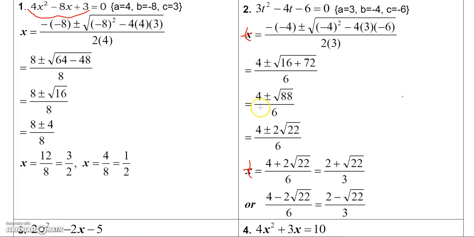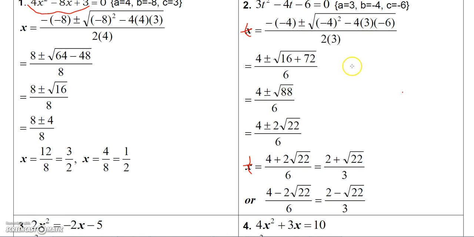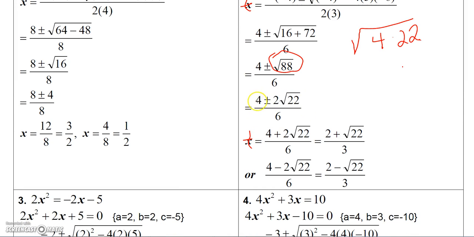And then when you simplify the square root of 88, you can write the square root of 88 as 4 times 22. And then when you simplify that radical, you can take out the square root of 4 and write that as 2 times the square root of 22. So my final answer here, there's actually two answers. One answer is 4 plus 2 times the square root of 22 divided by 6, and the other one is 4 minus 2 times the square root of 22 divided by 6.